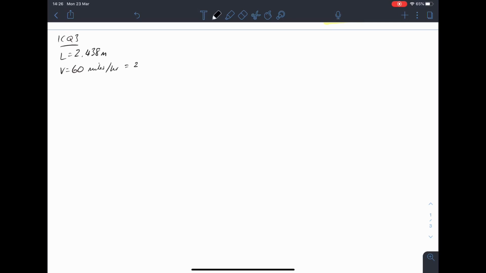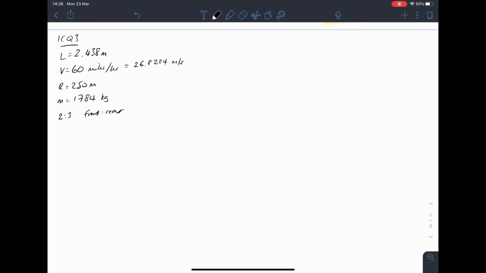Okay, and the velocity is still 60 miles per hour, which equals 26.8224 meters per second. Okay, the radius remains at 250 meters, and the mass M is also 1,784 kilograms, which hasn't changed. But this time, the weight distribution is 2 to 3 front to rear. So this time, the weight is more rear biased than in the previous question.